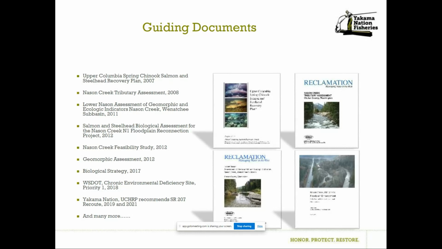The current road alignment constricted the floodplain, rerouted the channel in some locations, cut off meanders, accelerated flows, and altered sediment routing. It is clearly recommended that the biggest biological benefit for Nason Creek would be to remove State Route 207 out of the floodplain.